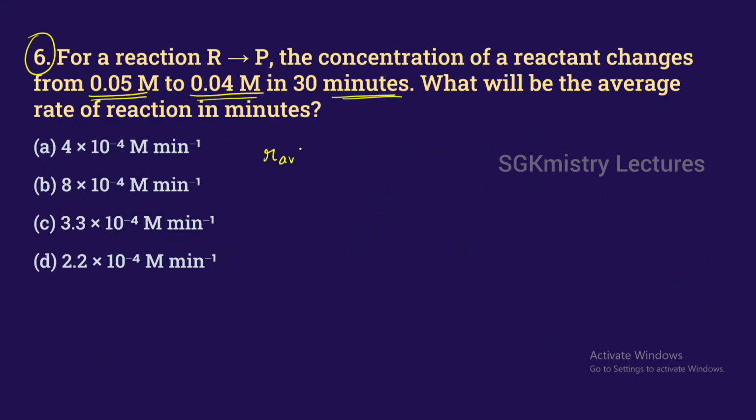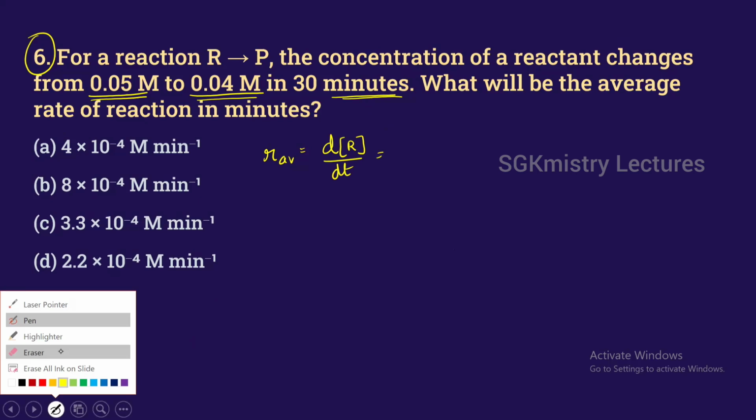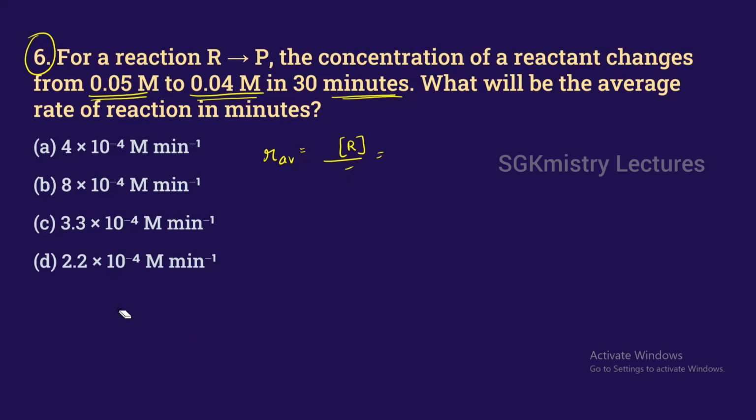We know that the average rate is given as the change in the concentration divided by the change in the time. Change in the concentration of the reactant by the change in time. Since it is the average, instead of d, you can write it as delta: delta R by delta T.